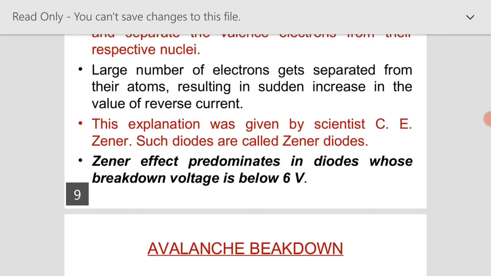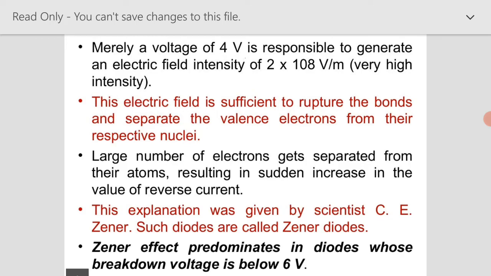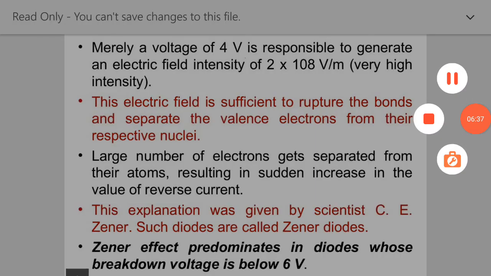The next type of breakdown is avalanche breakdown. The avalanche breakdown concept we see in the next video lecture.